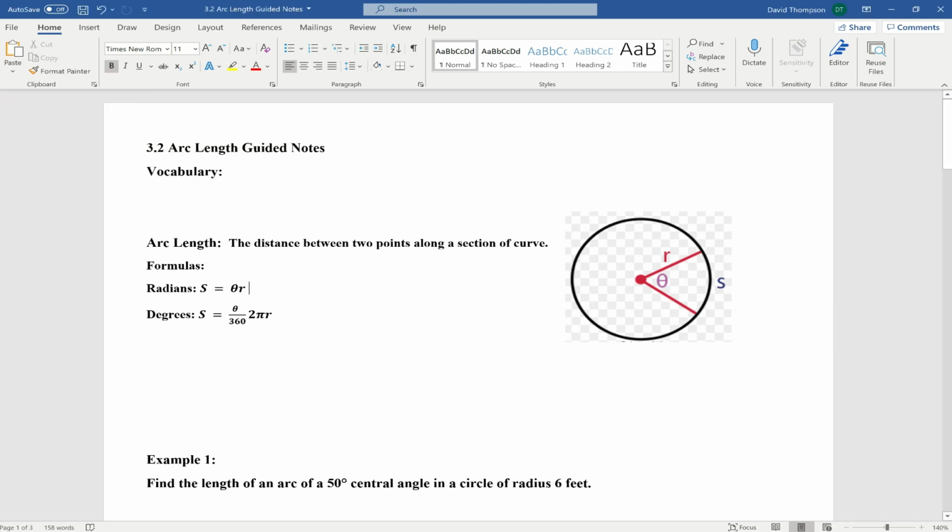The formulas. When we know the radians, we just multiply the radians by the radius. When we just know the degrees, we have to do the degrees divided by 360 times 2 pi r, where r is your radius.